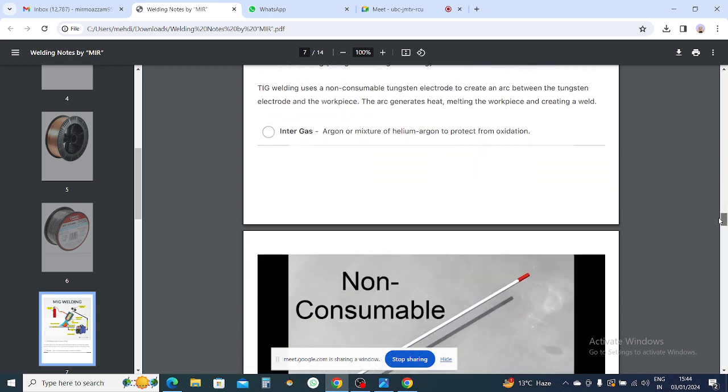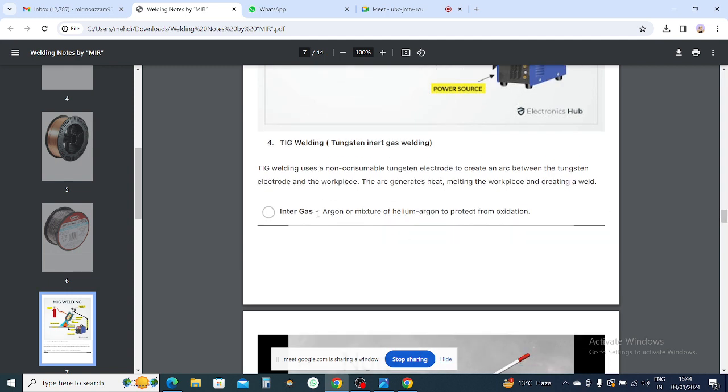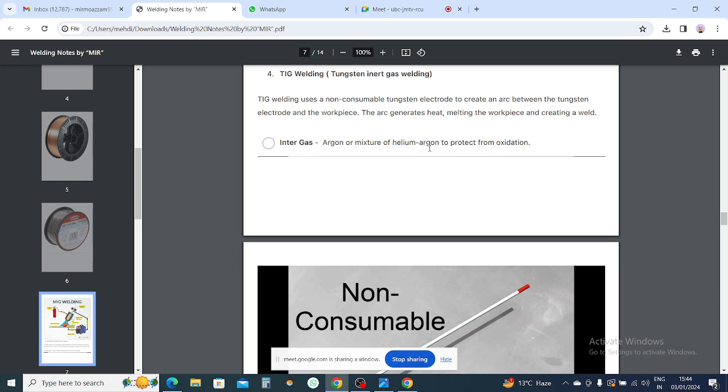Okay, what is TIG welding? Same definition. TIG welding uses a non-consumable tungsten electrode to create an arc between the tungsten electrode and the workpiece. The arc generates heat, melting the workpiece and creating a weld. So what inert gas is used here? Argon, or a mixture of helium and argon, to protect from oxidation.